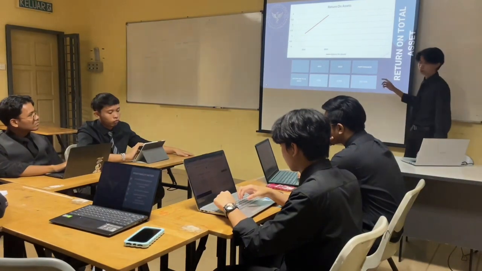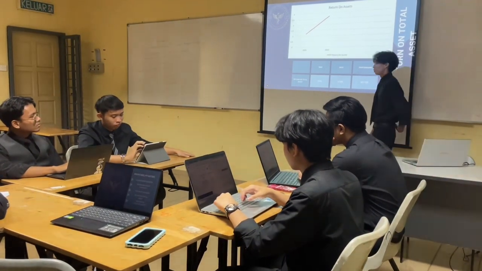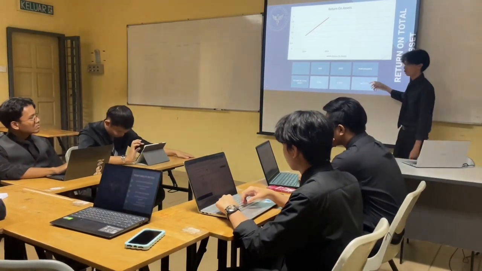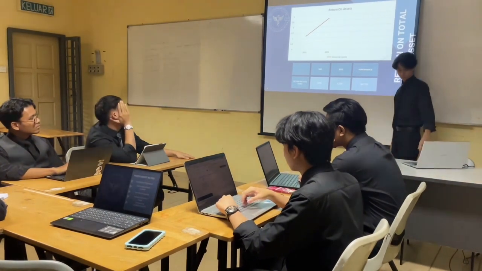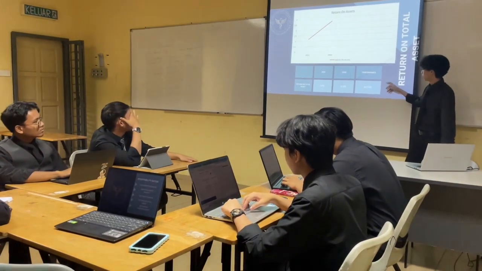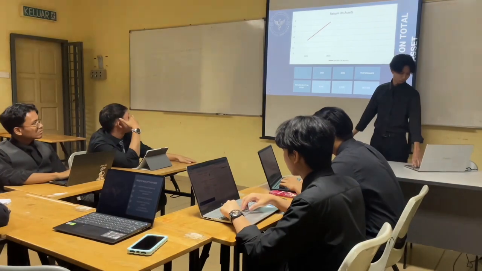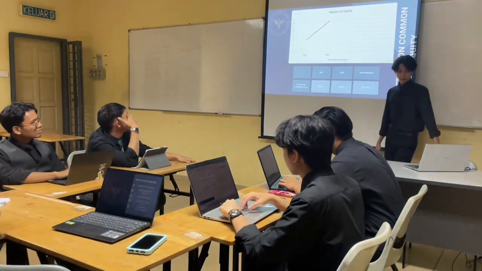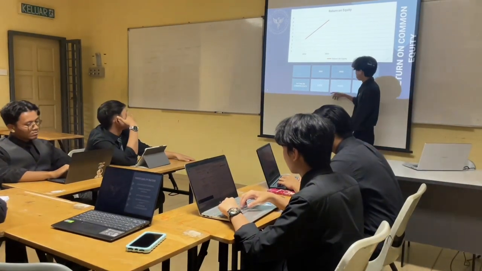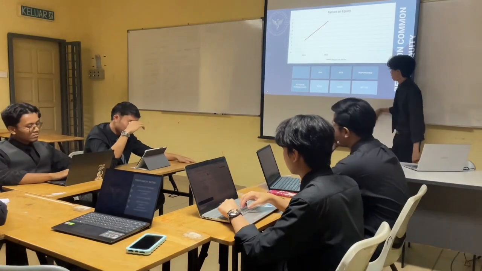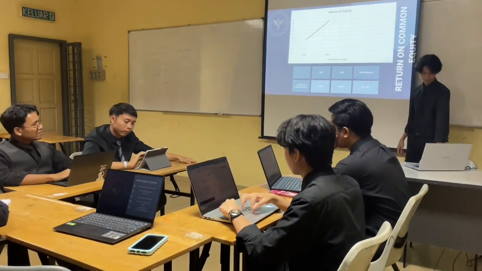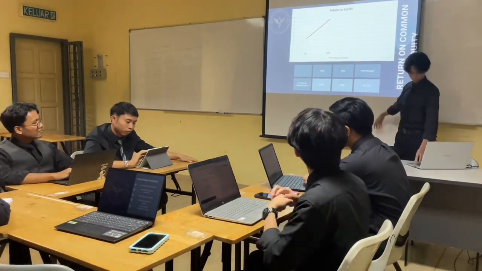Next, we move to return on total assets. Our return on total assets for 2021 is 1.17%, and our return on total assets for 2022 is 2.72%. So, for return on total assets, we got better performance also. For return on common equity, in 2021, we got 3.32%, and for 2022 we got 8.5%. So our performance is better.